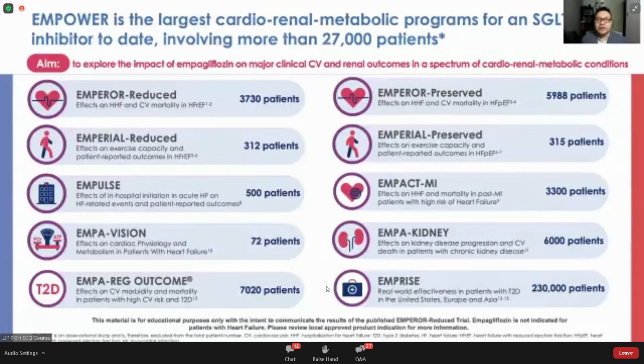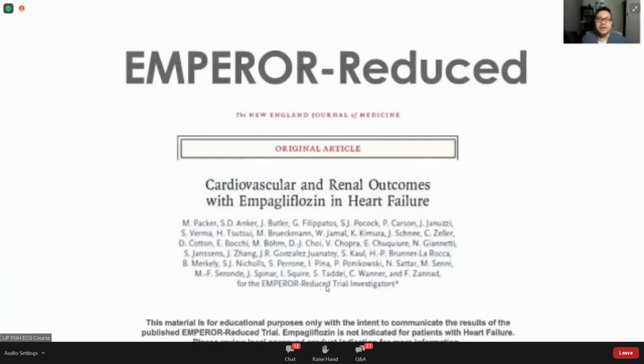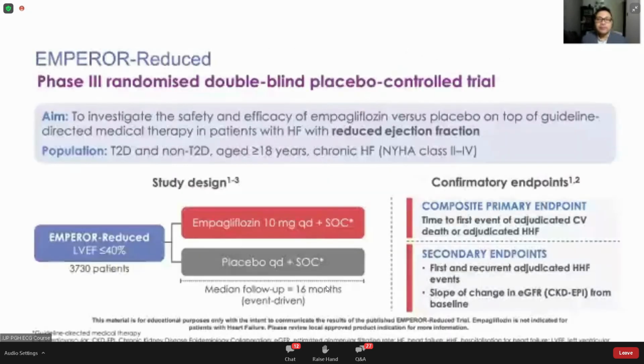But for this afternoon, I'll be focusing on the EMPEROR-Reduced study, which came out just last month, which stands for the cardiovascular and renal outcomes with empagliflozin in heart failure. So the aim of the study is to investigate the safety and efficacy of empagliflozin versus placebo on top of guideline-directed medical therapy in patients with heart failure with reduced ejection fraction, that is EF of less than 40%.